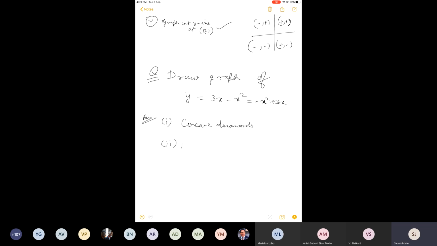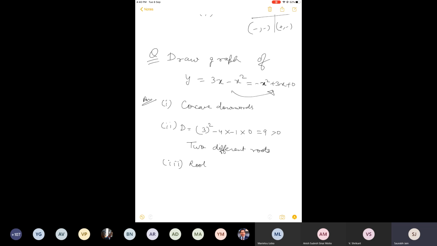Secondly, discriminant: b square minus 4ac. Kindly note c is 0 here. Write it in the general form: minus x square plus 3x plus 0. So c is 0, and the discriminant is 9, positive. Two different roots. So now we'll find the roots also.